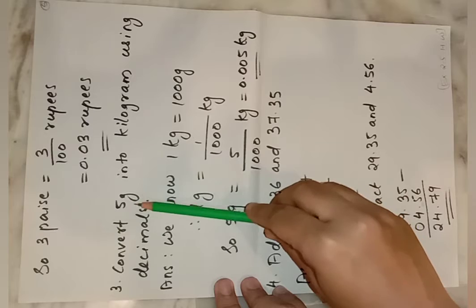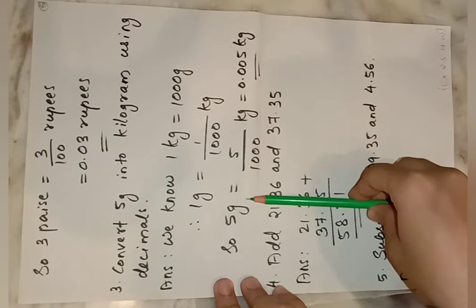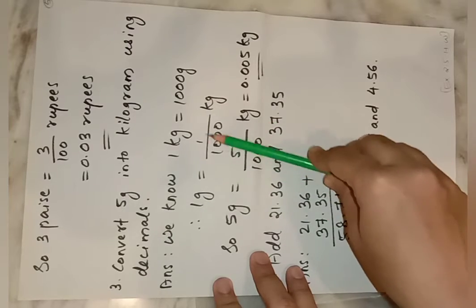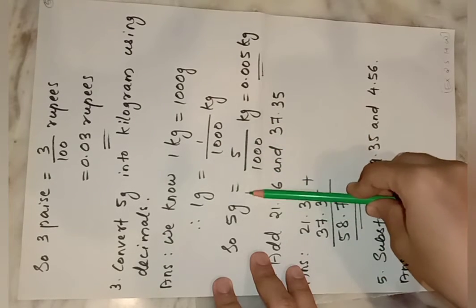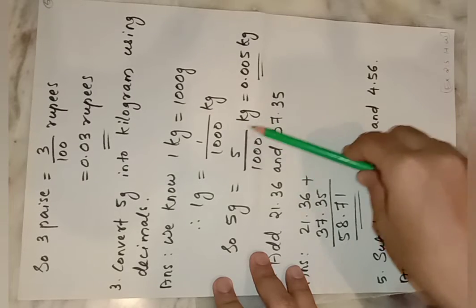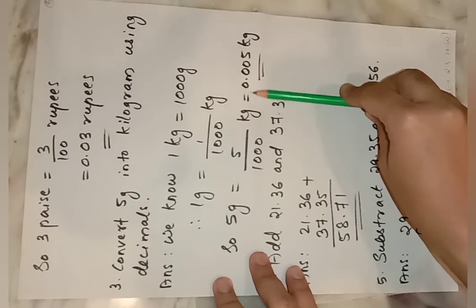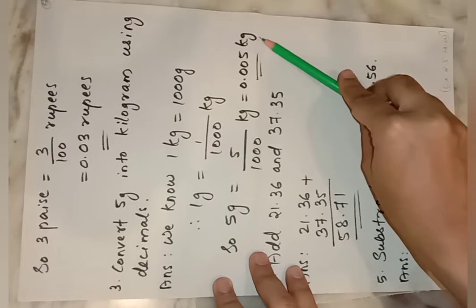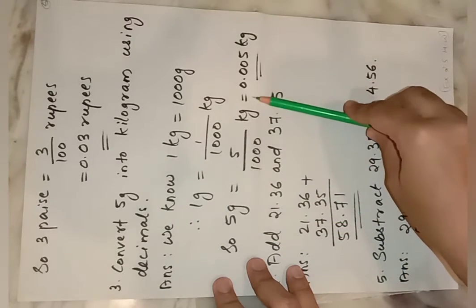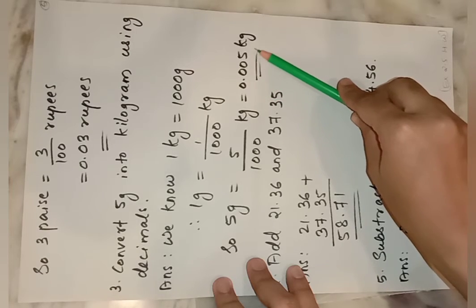So you need to find 5 gram. 1 gram is 1 by 1000, so 5 gram is equal to 5 by 1000 kilogram. And if you do the division, you will get 0.005 kilogram. So you got 5 gram is equal to 0.005 kilogram.